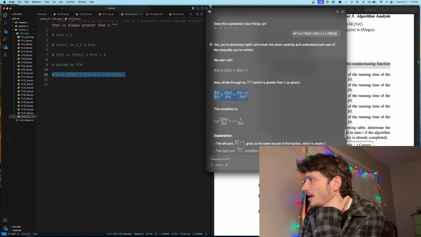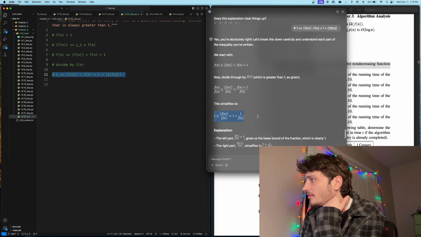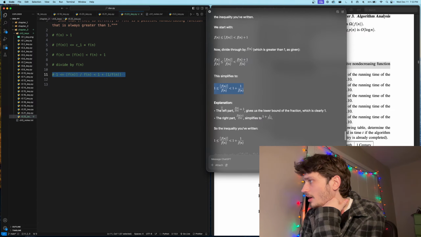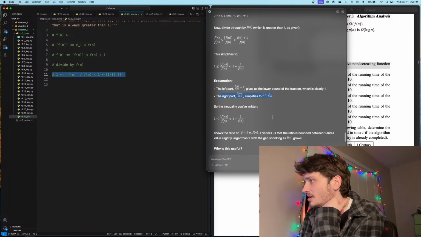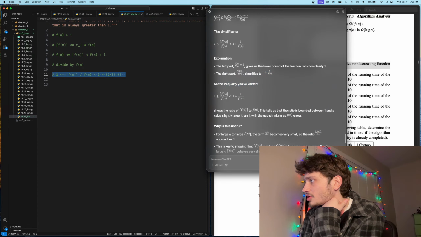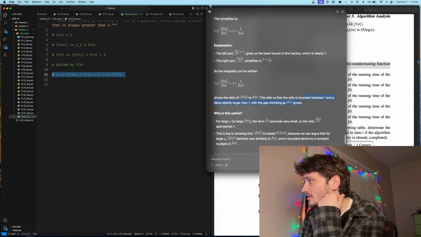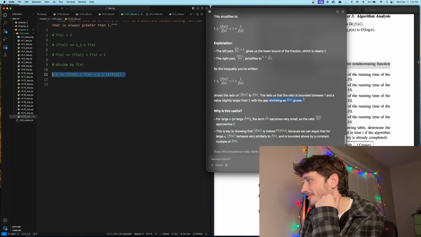So if we divide by f of n, we get what we have here, right? Exactly. Explanation. The left part gives us 1, the lower bound of the fraction, which is clearly 1. The right part simplifies to this, so the inequality is written as this. It shows the ratio of the ceiling of f of n to f of n. This tells us the ratio is bounded between 1 and a value slightly larger than 1, with this gap shrinking as f of n grows.